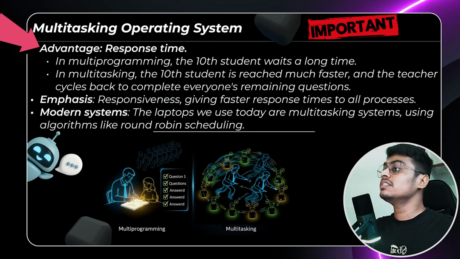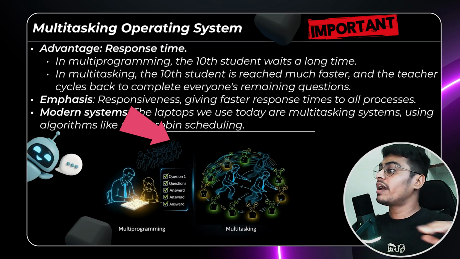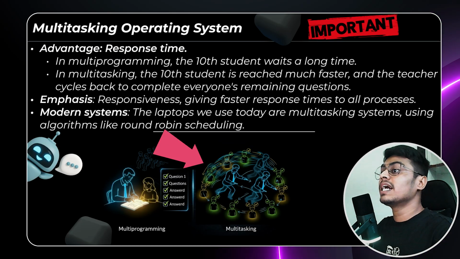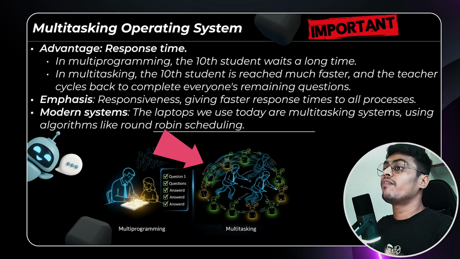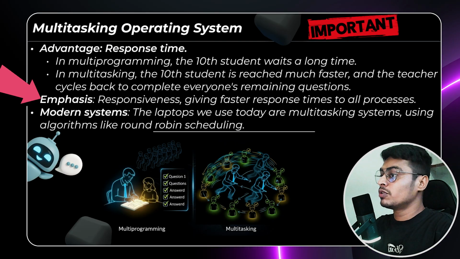The advantage here is response time. In multi-programming, the 10th student waits a very long time for their turn. In multitasking, I reach the 10th student much faster, then cycle back to complete everyone's remaining questions. Multitasking emphasizes responsiveness, giving faster response time to all processes.